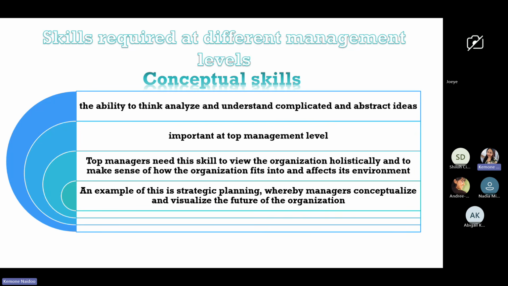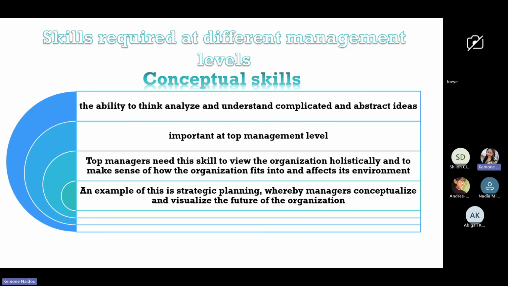Also, if you're taking information from inside the organization, you have to be able to conceptualize that information to make it make sense almost. So this is most important at management level. Although every level of management should have a certain degree of conceptual skills, it is mostly important at top level management because our top level managers are concerned with strategic planning. So they are looking at the overall goal of the business and where we want to go, right? The future of the organization.